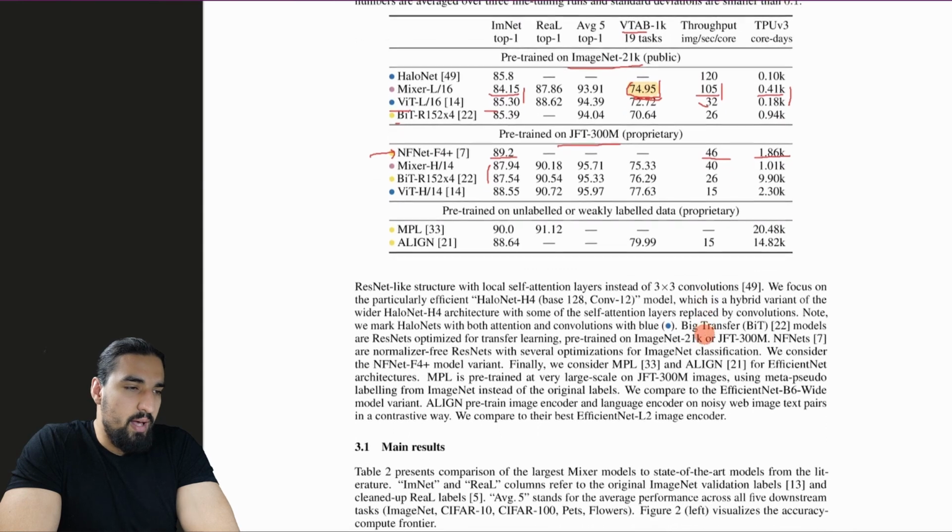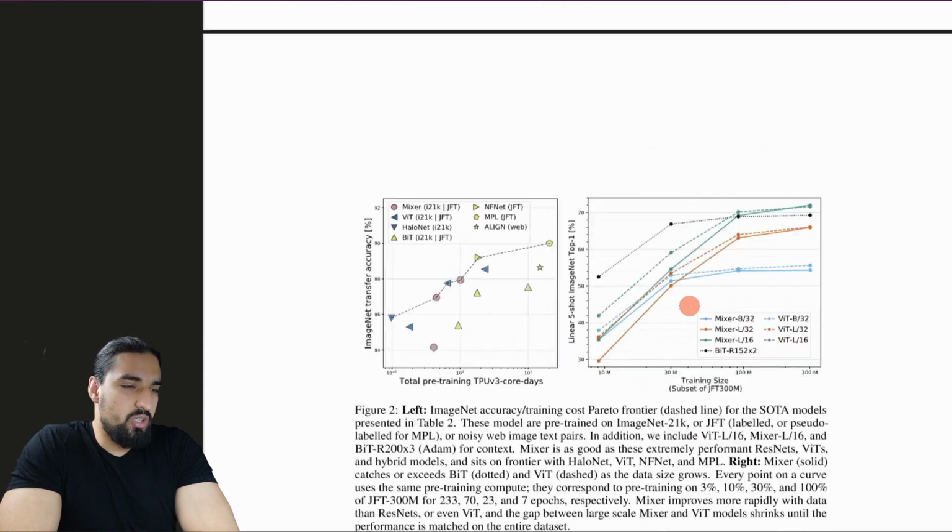So those were some tabular results. Now let's see the charts. These are really interesting.